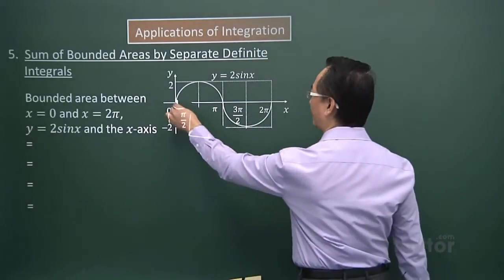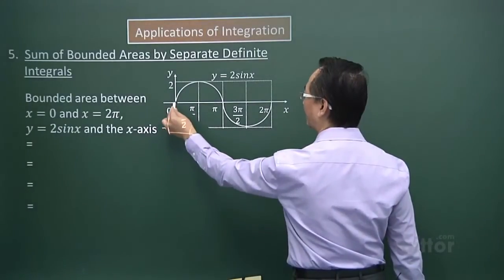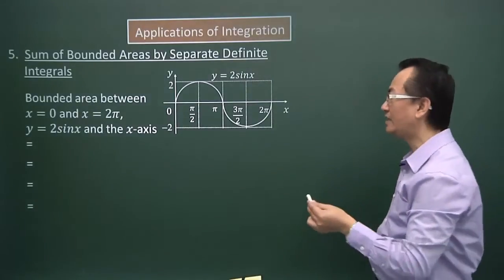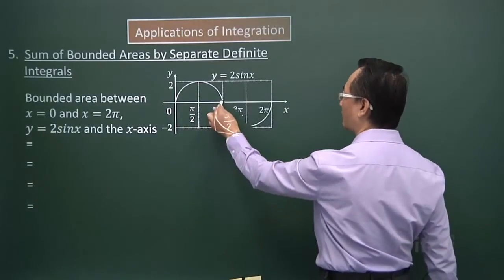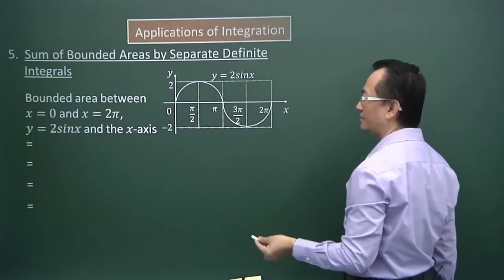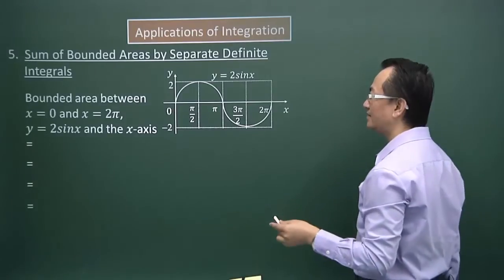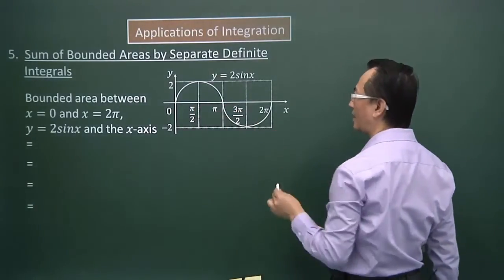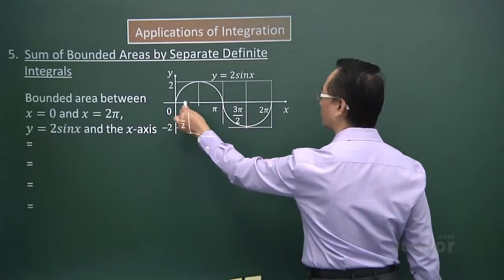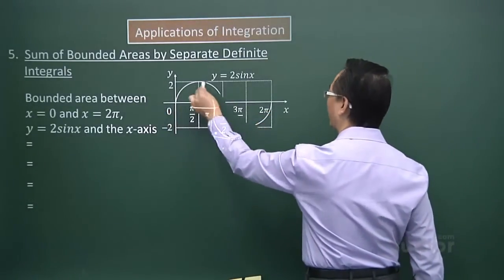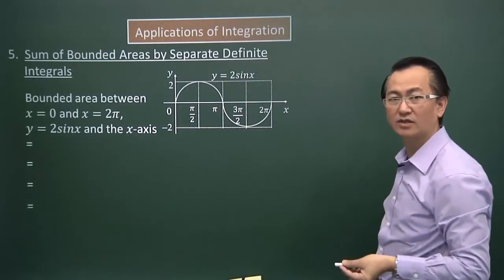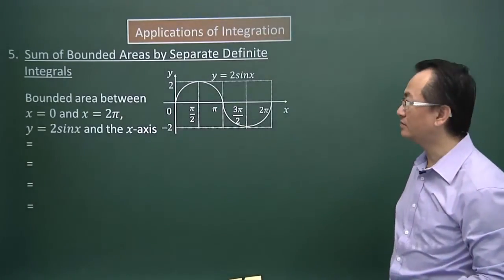So this area, when I integrate from 0 to pi, will be a positive area. If I integrate this curve from pi to 2 pi, that will be a negative area. So if I want the 2 areas to be added up, I cannot take the integration from 0 to 2 pi, because this positive area will actually cancel off the negative area. So in the end, my result will be a 0.